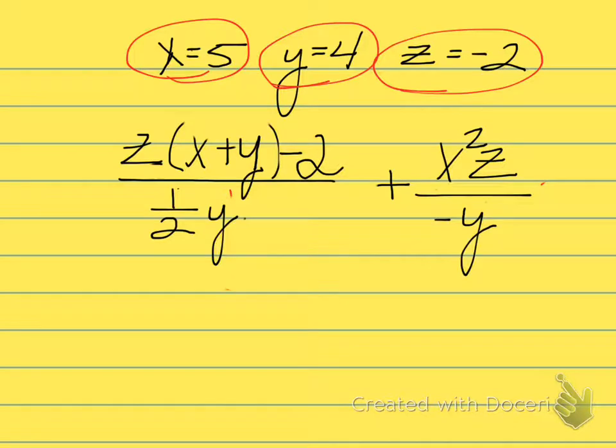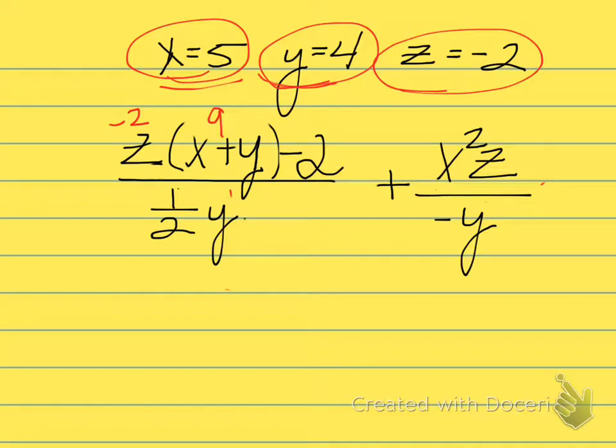I'm going to evaluate here. I'm going to evaluate on the actual fraction. I always do this when I have fractions like this. Z is equal to a -2, x plus y, 5 plus 4. You see how the x and the y are both positive, and it's a plus? I'm just going to do 5 plus 4 is 9, and that would be -2. I'm not going to do that yet.